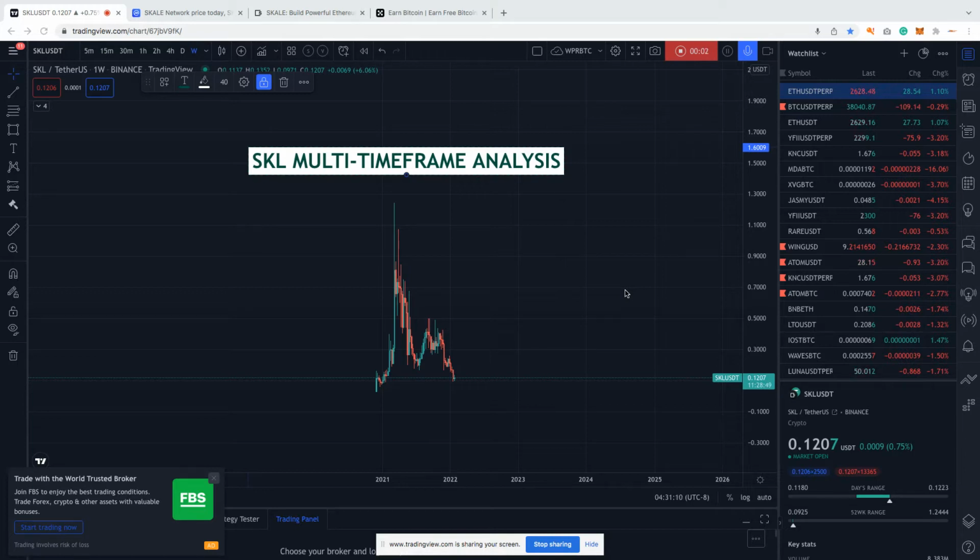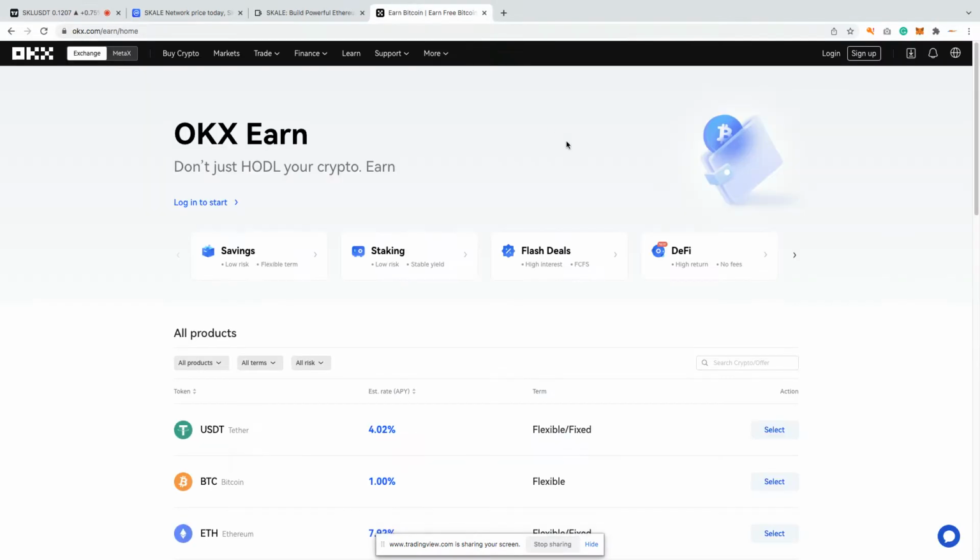Today, the altcoin we're going to be talking about is called Scale. I'm talking about the SKL token. This analysis is going to be a multi-time frame analysis. We're going to be looking at the weekly chart, the monthly chart, the daily chart, and if time permits, we could still look at the 4-hour chart. So it's a long-term analysis and also a multi-time frame analysis. While doing this analysis, we're also going to talk about how you can stake your SKL.